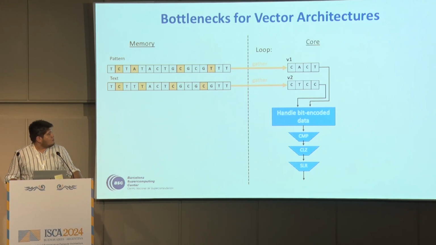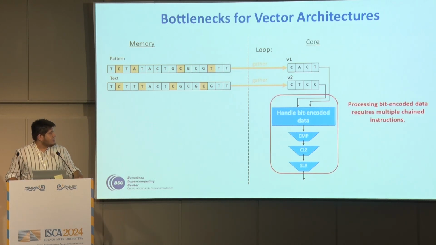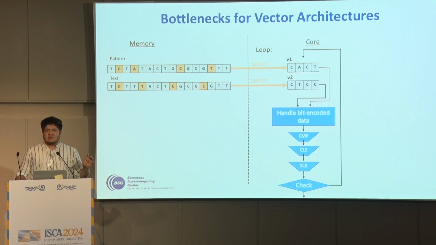However, as you know, many of the frameworks on genome sequencing analysis use bit encoding data to reduce the memory overhead of the input sequences. This is translated to a set of chain instructions that are required to handle this bit encoded data. Finally, I need to check if I found all the matches or if I should continue iterating on this process.